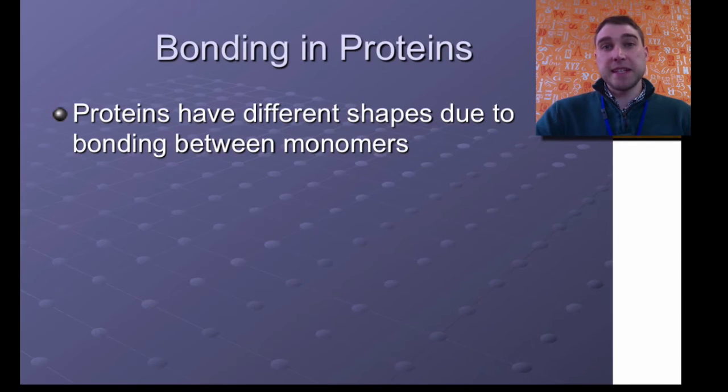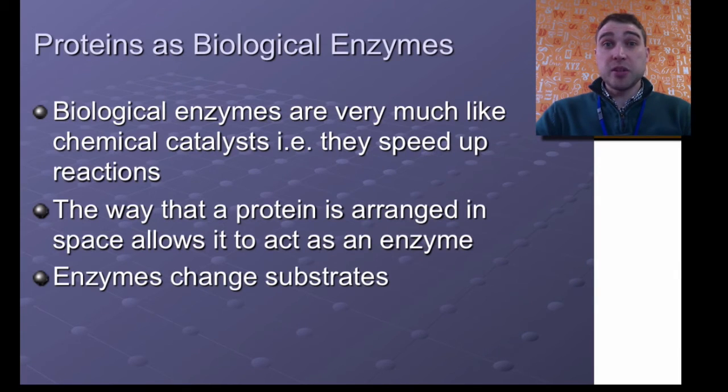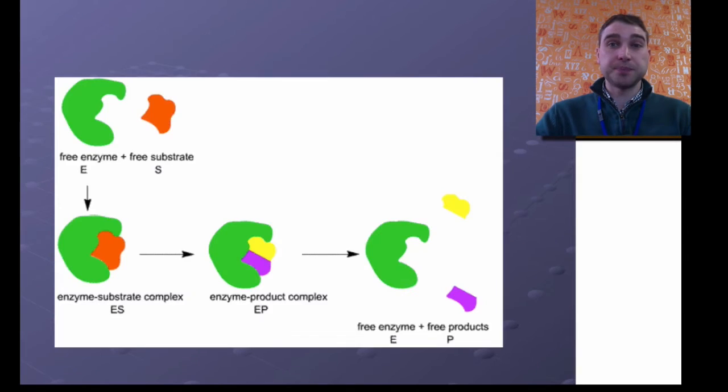The shape of proteins is very important because the shape of the protein determines what the protein does. Some proteins act as enzymes, and what that means is they can speed up chemical reactions. So they're biological catalysts, basically, that's what we call them. The way an enzyme works is down to its shape. In biology, we call the reactants in a chemical reaction a substrate. So the enzyme can change the substrate.